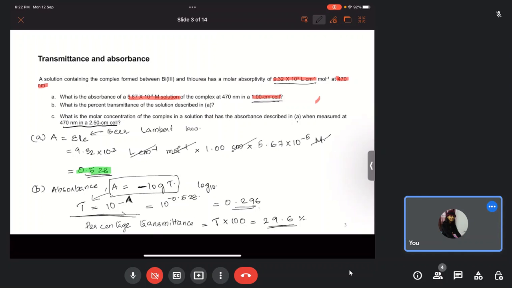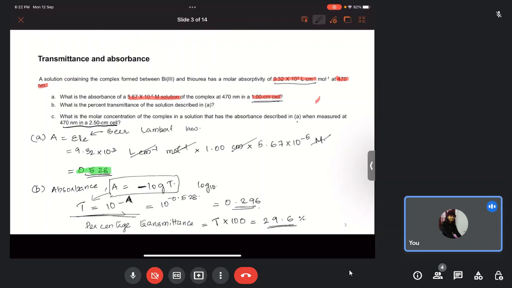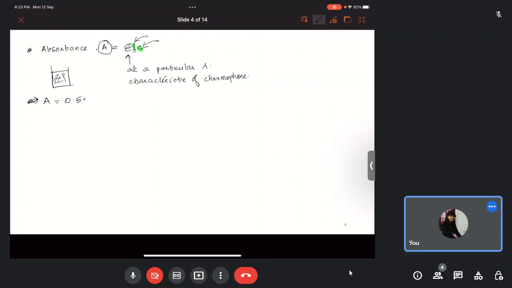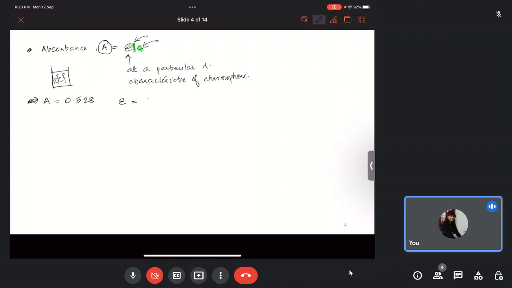So if the absorbance value is 0.528 as we described in part 1, and epsilon is the same because we are going to measure it for the same substrate, which is the bismuth thiourea complex, it is going to be 9.32 into 10 to the power 3 liter centimeter inverse mole inverse.